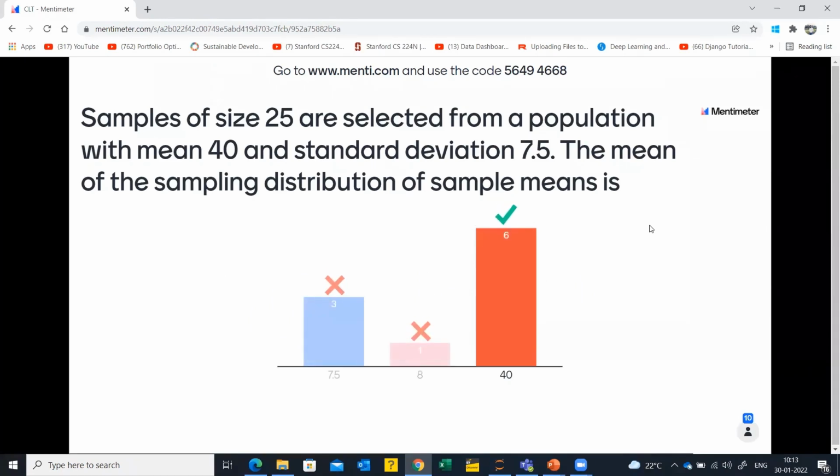The sample mean is 40, right? Because it is the population mean. So those who have given 7.5, 7.5 is the standard deviation. The standard deviation of the sample mean is never equal to the standard deviation of the population.